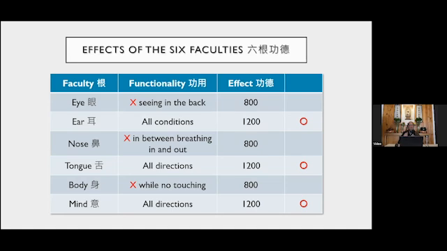So the eye functions only 2/3. And so there's a calculation. If it's fully functional, then that will be a 1200 effect. But for eyes, there is only 800, 2/3 of 1200. Okay. Now ear, I can hear the sound all over the place, not limited by direction. So I have the full function of 1200 effects.